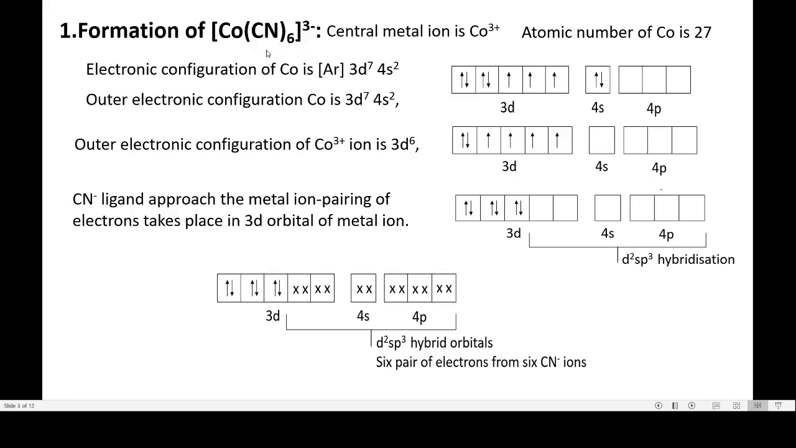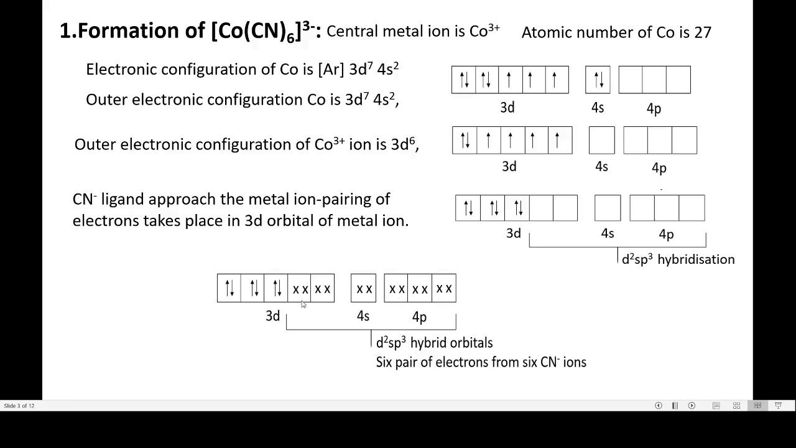Now when the cyanide ligand approaches the metal ion, it influences the electrons in the d orbitals such that they will be paired up. So all the electrons will get paired up. Now two vacant d orbitals will be available. So now the metal ion undergoes d2sp3 hybridization using two vacant 3d orbitals, one vacant 4s orbital, three vacant 4p orbitals. So after hybridization, it gives 6 d2sp3 hybrid orbitals of equal energy.